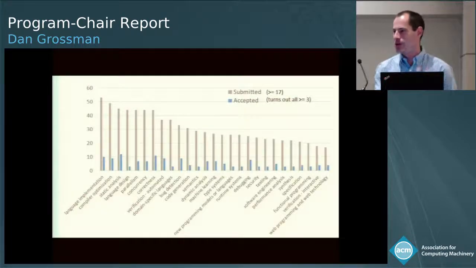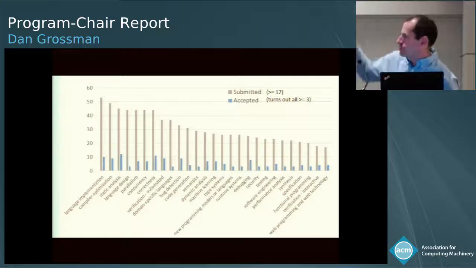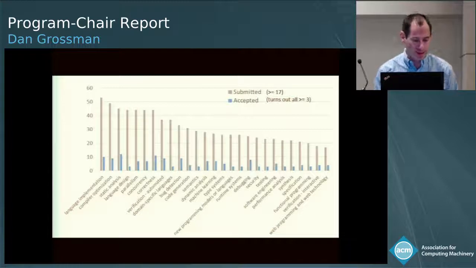So, certainly among the popular topics, you get different acceptance rates if you divide blue by gray, but you get at least 3 acceptances for all these things. And I guess the most acceptances, 12 there, is for static analysis.